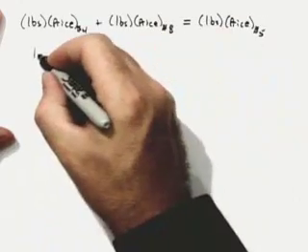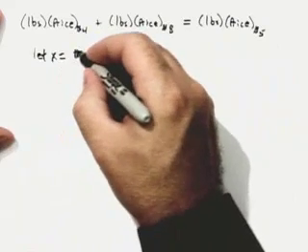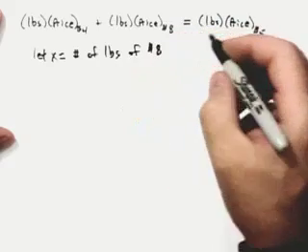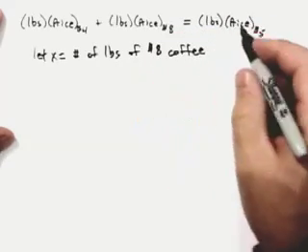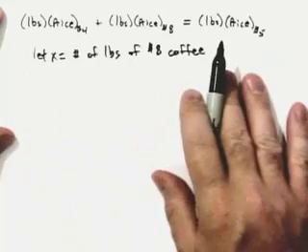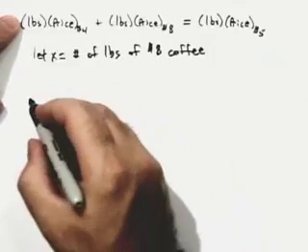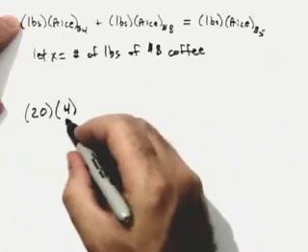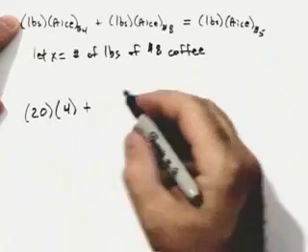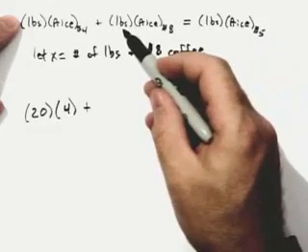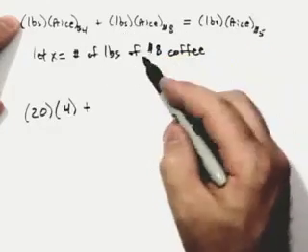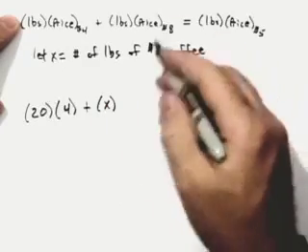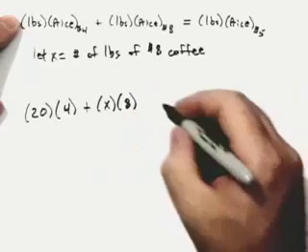We're going to define a variable. We'll let x equal the number of pounds of the $8 per pound coffee. Then we're going to go ahead and plug in what we know into our equation. We are given that we're using 20 pounds of the $4 per pound coffee. So we have 20 times 4, it's $4 per pound. Plus, now for the $8 coffee, we don't know how many pounds we're supposed to mix. That's actually what we're trying to solve for. So we'll put in our variable x to represent the pounds of $8 per pound coffee. The price was $8 per pound.